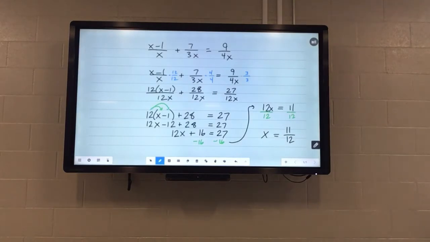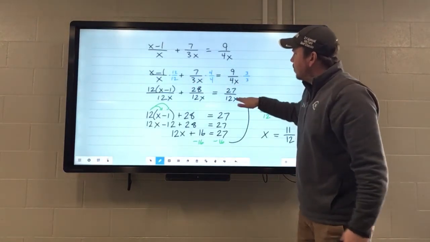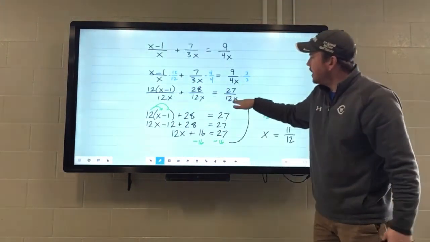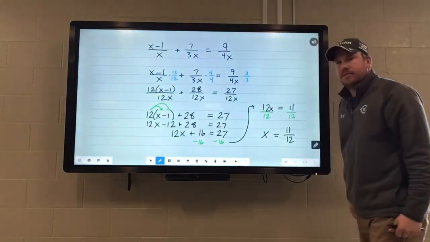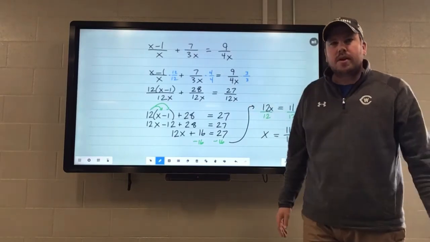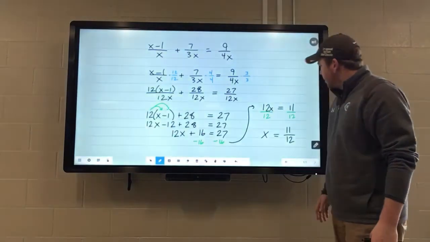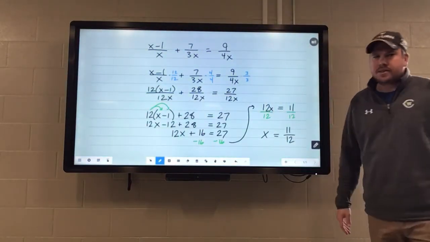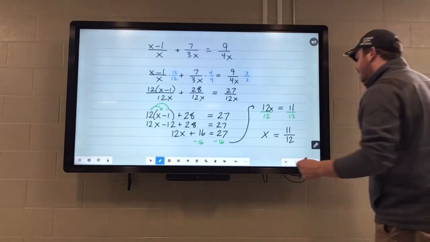So again, here's what I did. We got all the same denominators, and once we have all the same denominators, we can rewrite the equation just using the numerators. Okay? So once we have all the same denominators, just write our equation without the denominators, and then just solve your equation. Let's look at another example. Maybe a little tougher one.